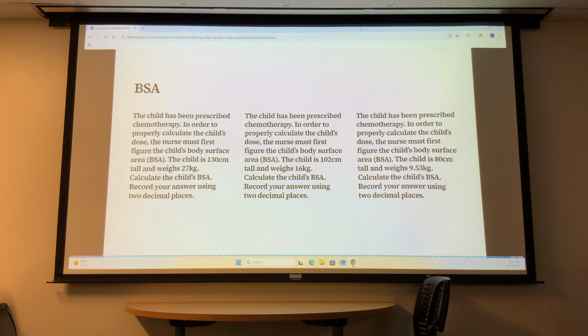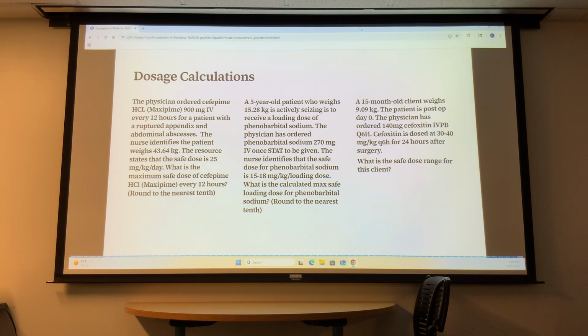You will get a blueprint of how many math questions are on there. It will break it down into how many questions are coming from what section and what module.